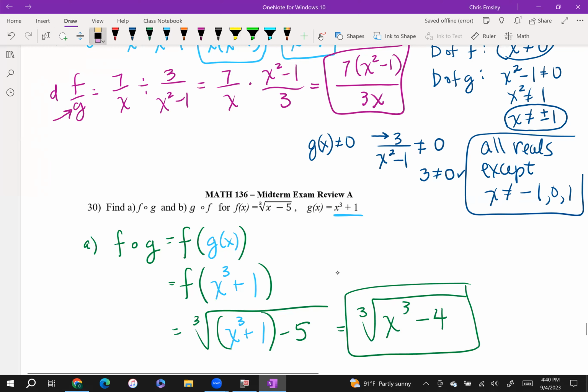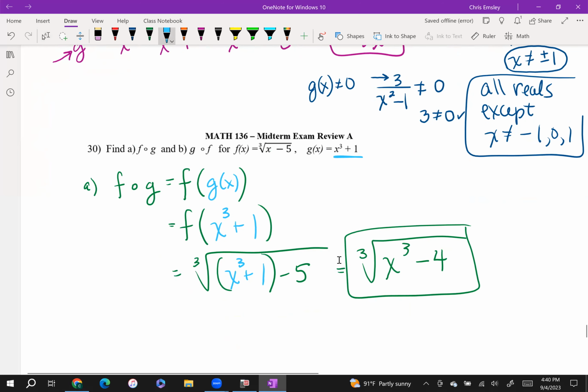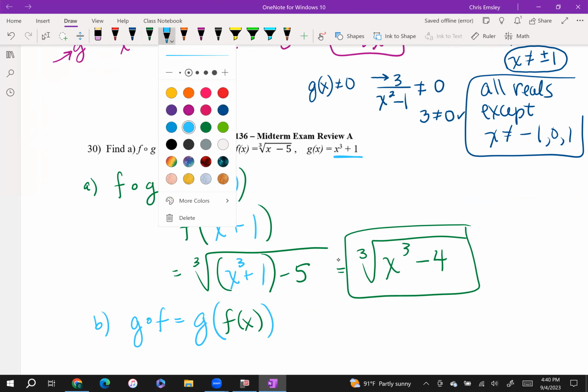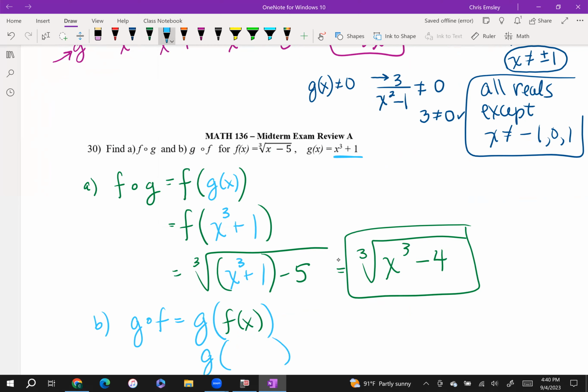And then part B, we're going to flip it around the opposite direction. We're going to find g of f, which this time g is on the outside, f is on the inside. So again, I like to start off by just replacing f of x with the actual function for this problem. So this time f of x is the cube root of x minus 5. Then we're ready to look at g of x. g of x is something cubed plus 1. And what we put in that parentheses is whatever we had in the parentheses in our previous step, the cube root of x minus 5.